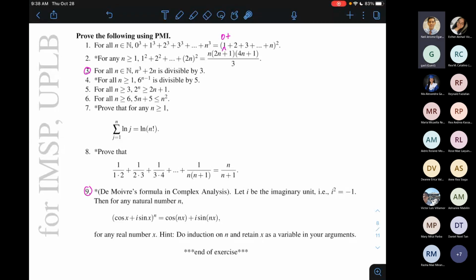Sa totoo lang, nag-chat sa akin yung mga tiyahin na nandito. Yes, who's trying to speak? Pwede po kayong magtanong. Kailan po best ginagamit yung PMI? Yeah, that's a good question.